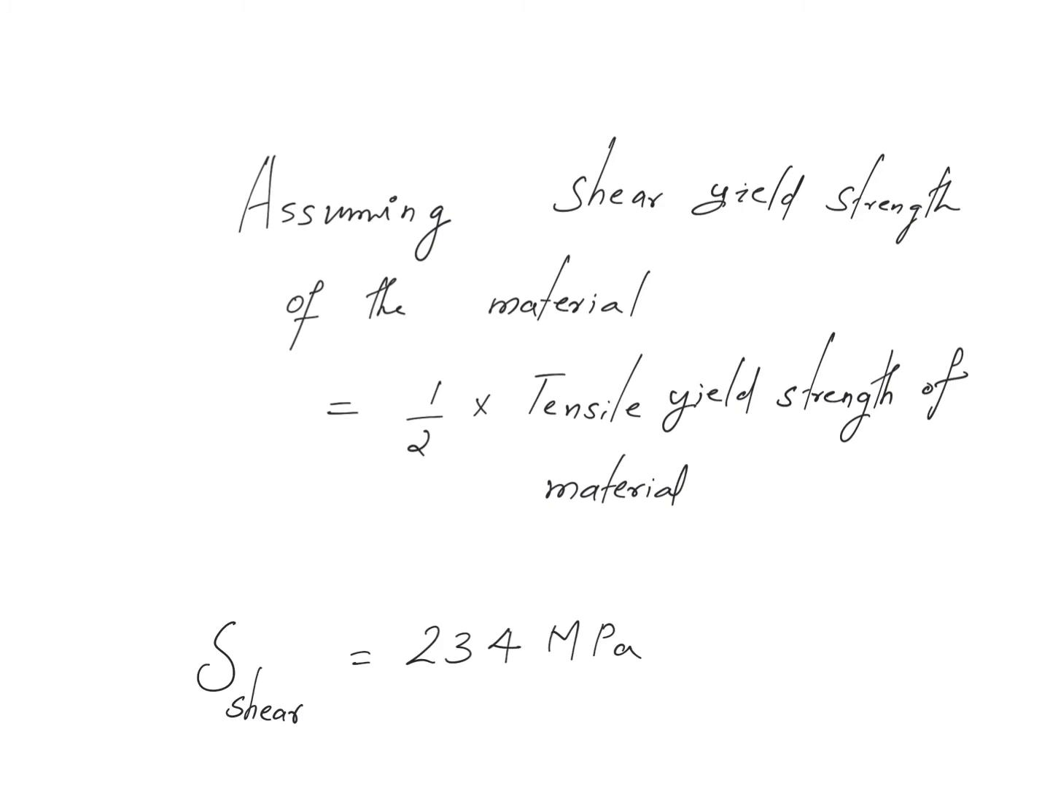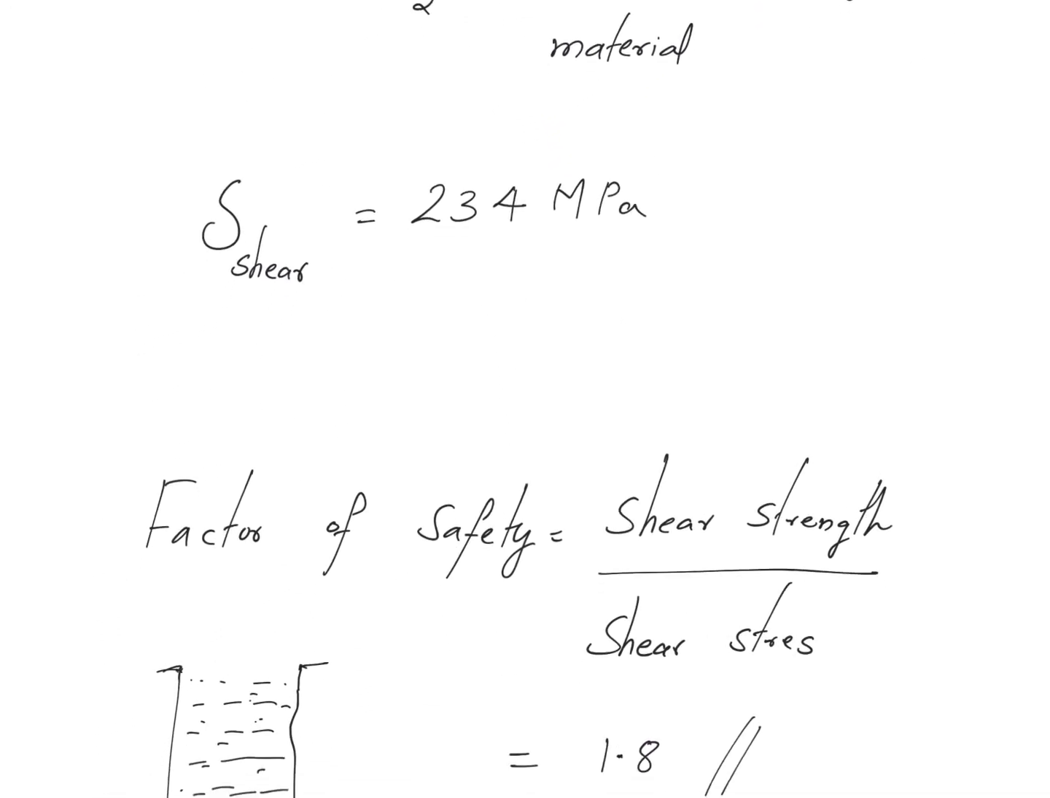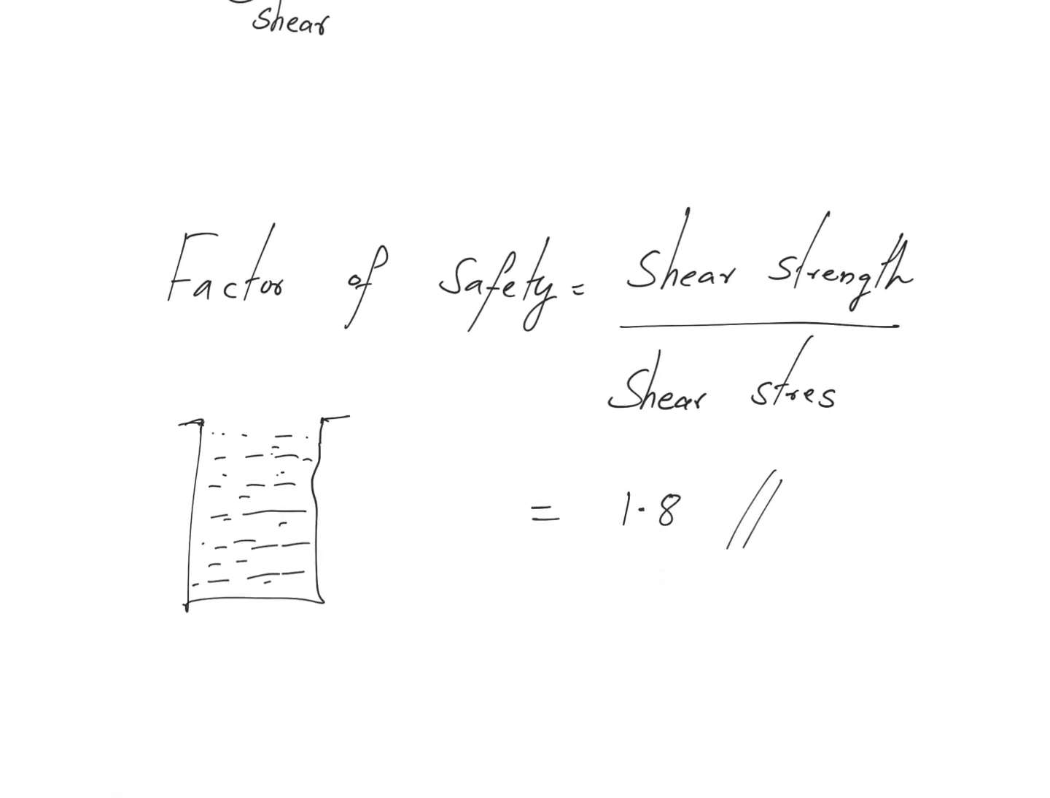Now they are asking us to evaluate the factor of safety. So the factor of safety is nothing but the ratio of shear strength to shear stress. In this case, it comes out to be something like 1.8.